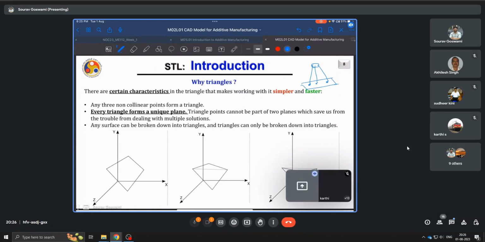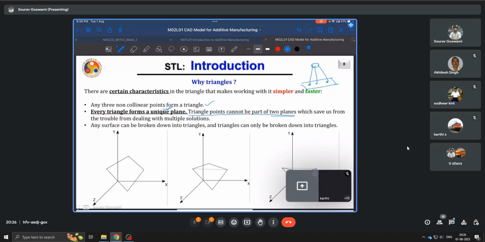Any three non-collinear points form a triangle. It is in fact the smallest closed polygon with the least number of sides. And every triangle forms or describes a unique plane. This is actually the most important reason why we use triangles. Points of a triangle cannot simultaneously be part of multiple planes, and thus there is no duplicacy or no ambiguity.